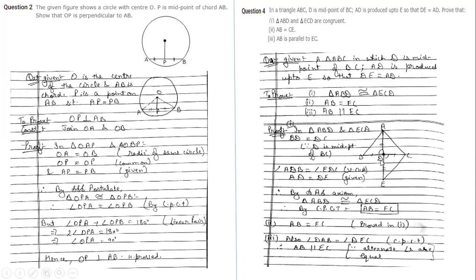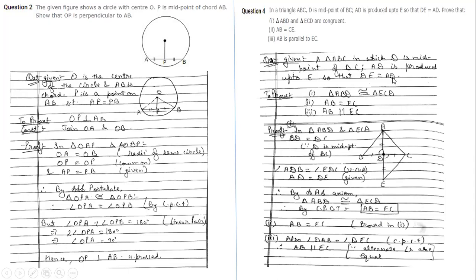It is also given to us that AD is equal to DE. See, we have done the axioms of congruency: side, side, and that angle which is included between these two sides. That means by using the SAS axiom, we can say that these two triangles are congruent. And by using CPCTC, AB is equal to EC. This is our second part.